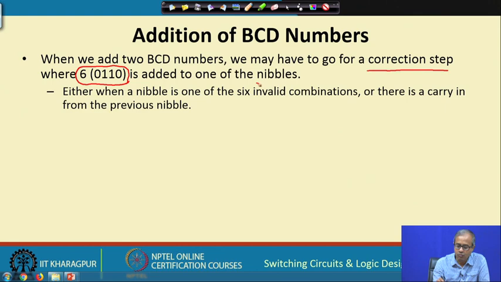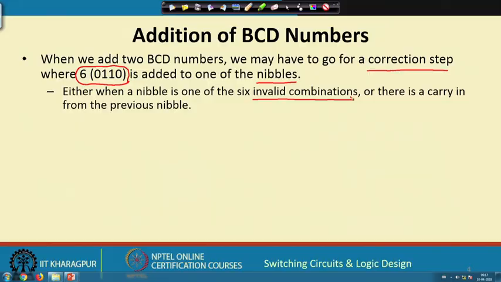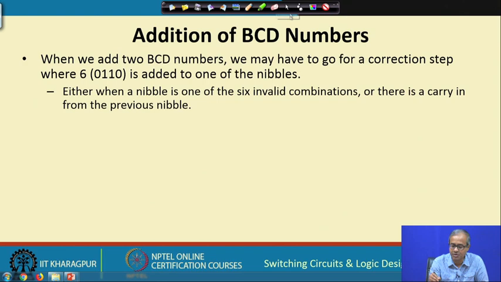Now, the rules are very simple. When do we do the correction? We do the correction if either one of the nibbles corresponds to an invalid combination, which means a combination from 10 to 15, one of those 6. If it is one of those 6, it is an invalid combination, then we apply the correction step. Or there is another alternative: if there is a carry from the previous nibble, then also you carry out this correction. Let us look into an example to illustrate this point.